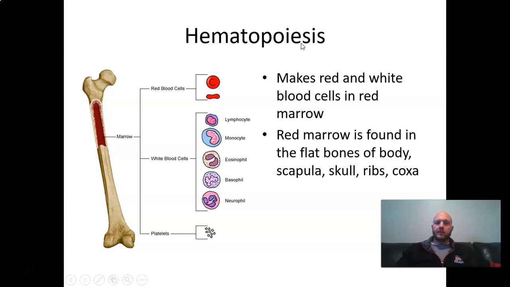This one is amazing if you want to try to pronounce that without me saying it, but it's actually pronounced hematopoiesis. Your bones, the flat ones, which we'll get into in a second, which are scapula, skull, ribs, and your pelvis, make red blood cells. That's red marrow. Yellow marrow is the stuff you find inside of a long bone. So you'll see that in a second.